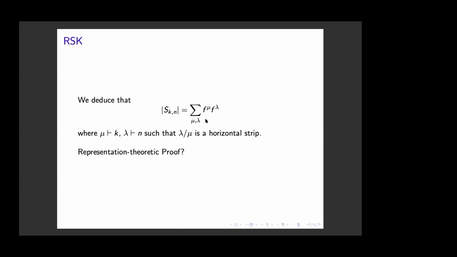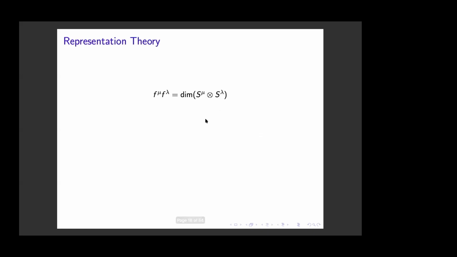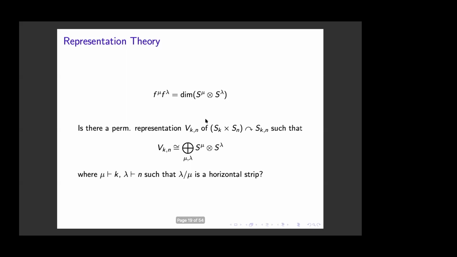So this begs the question: is there a representation theoretic proof of this? It turns out that there is, and we'll go through that. The f^mu f^lambda is begging to be counted by Specht modules. So is there a permutation representation V_{k,n}, where S_k cross S_n acts on injections, such that I get the following decomposition into S_k cross S_n irreducibles, where mu and lambda are required to differ by a horizontal strip?